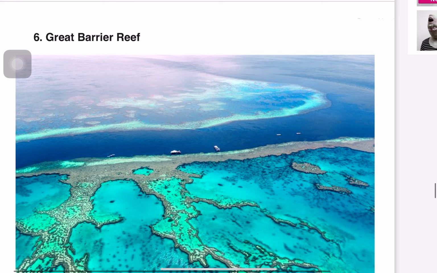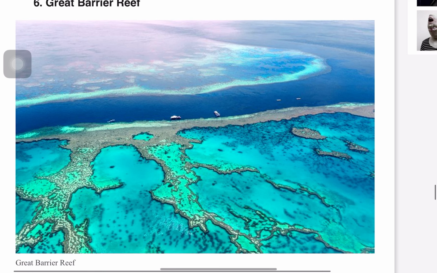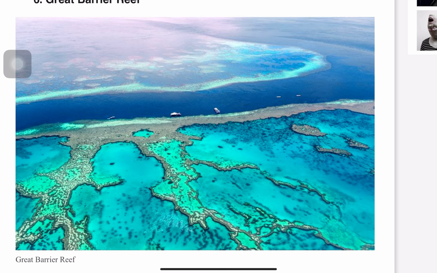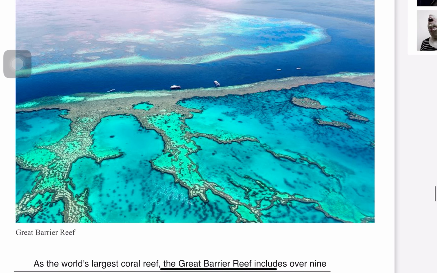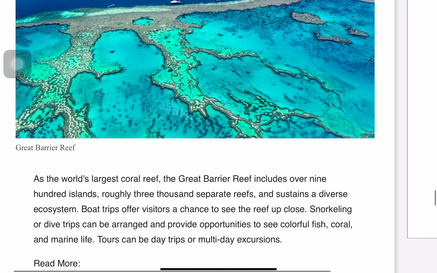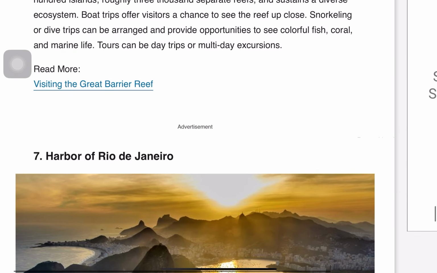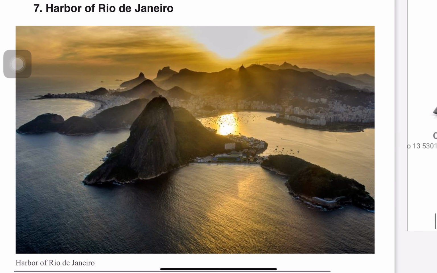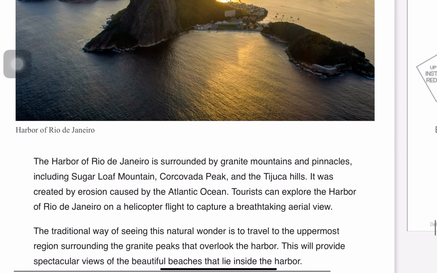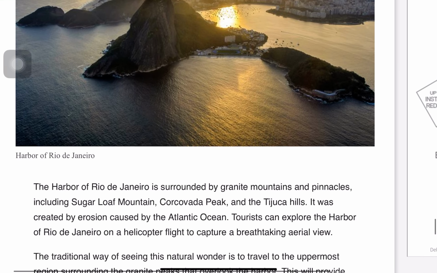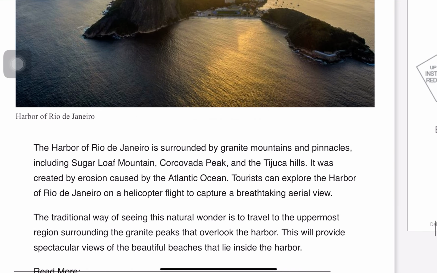Number 6, you have the Great Barrier Reef. So where is this Great Barrier Reef? This is situated in Australia. And the last one you have, what is this? The Harbor of Rio de Janeiro. Where is it? This is in Brazil.